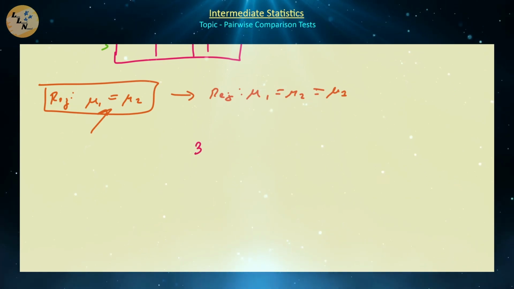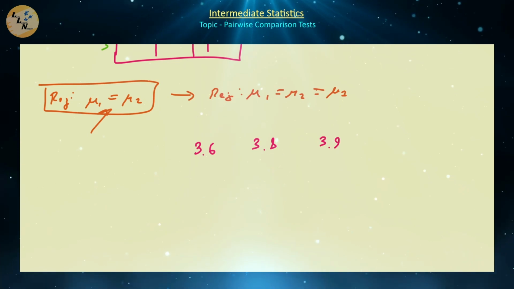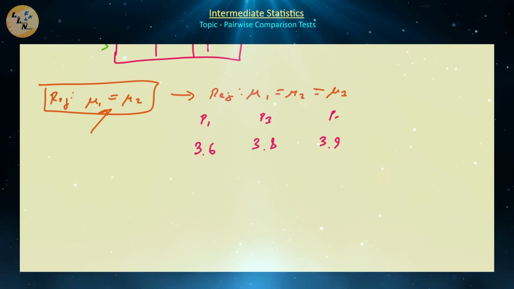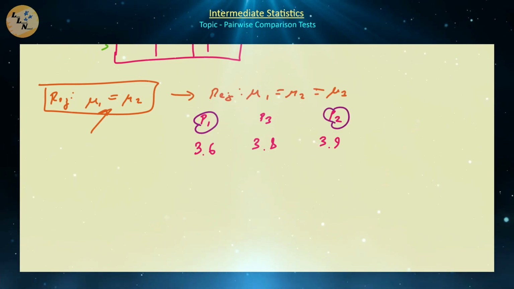So remember what our sample means were. We had 3.6, 3.8, and 3.9 for our sample means, which are point estimates for the population means. So 3.6 was for population 1, 3.8 was for population 3, and 3.9 was for population 2. So we have evidence to believe that population 1 and population 2 are significantly different from each other. And obviously those are the most distant sample means, right? So that actually makes some sense, right?